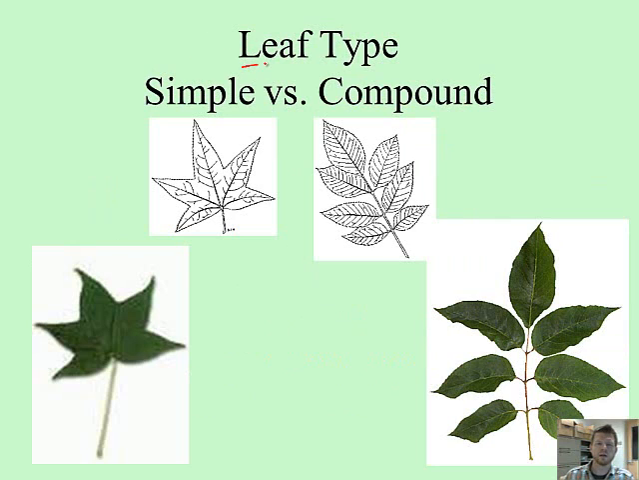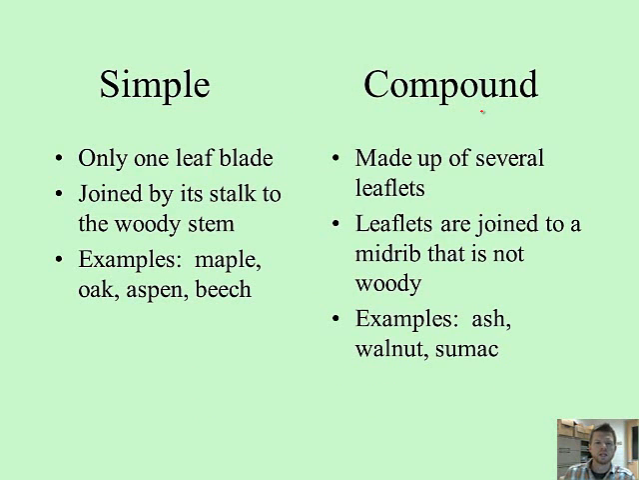Next thing, major category here is leaf type, and leaf types can be broken down into simple leaves and compound leaves. So the difference here is that simple leaves have only one blade. They're joined to the stalk, to the woody stem, and the examples here: maple, oak, aspen, beech. And in comparison, compound leaves have several leaflets, and the leaflets are joined to a midrib that is not directly attached. The leaves are not directly attached to the woody stem. They're actually attached to the midrib, and the midrib is attached to the woody stem. So there's multiple leaves.